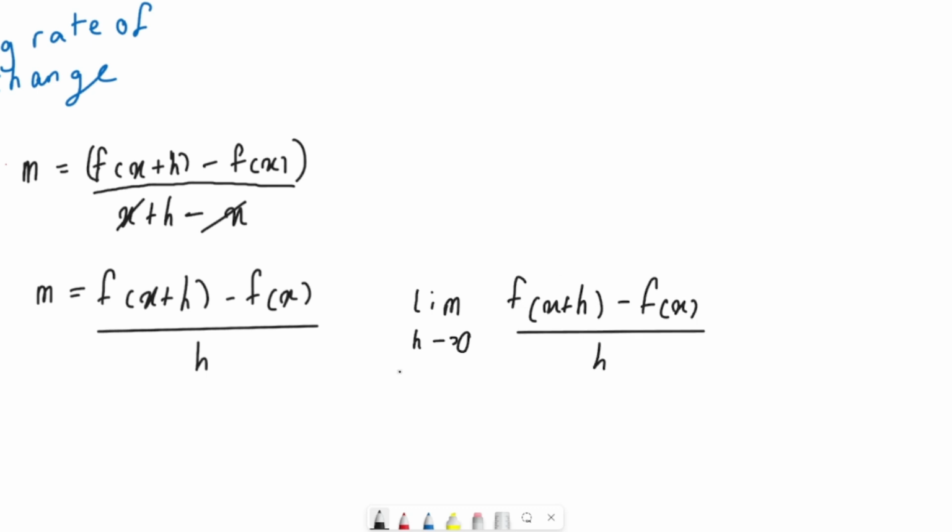Now notice, it says the limit is h approaching 0. It doesn't say h is equal to 0. The limit does not mean that the value has reached 0. Because notice in this equation, if I were to plug 0 into here, then this would become undefined. That's not possible mathematically.